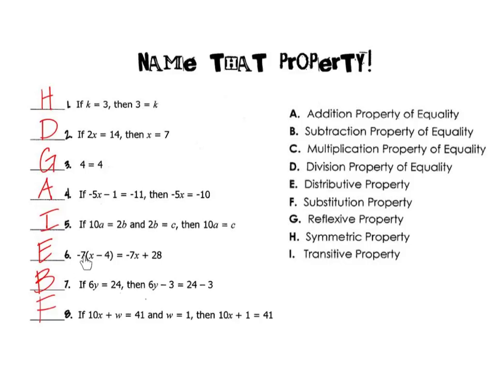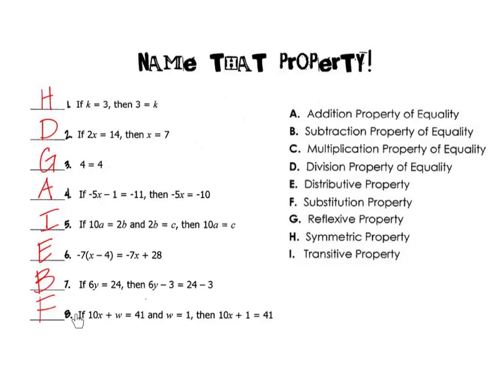Number 6, how do we go from this to this? Well, we're distributing the negative 7 to both terms inside the parentheses. This would be the distributive property, E. Then number 7, if 6y equals 24, then 6y minus 3 equals 24 minus 3. What is changing from this equation to this equation? We're subtracting 3 from both sides of the equation. So whatever we do to one side, we do to the other. Here we're subtracting the same number from both sides, so this is the subtraction property of equality.